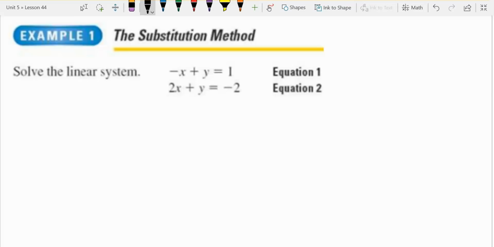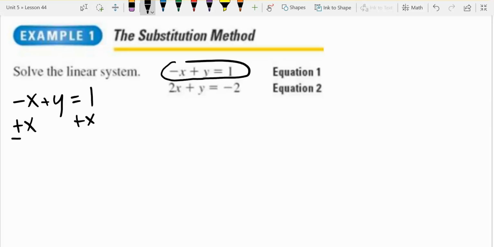I can take this top equation here, and I can solve this for y in one step. And that's the thing we want to look for, which equation is going to be the shortest. Both of them are the same, but I just picked the top one. So if we add x to both sides, we get y equals x plus 1. So now we have a value for y. Y equals x plus 1.